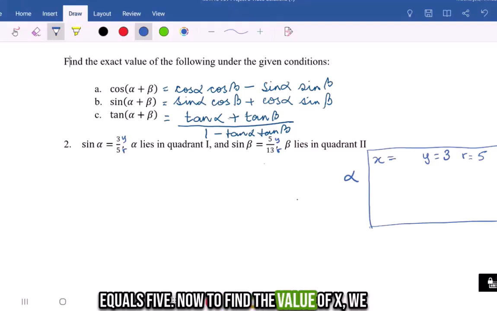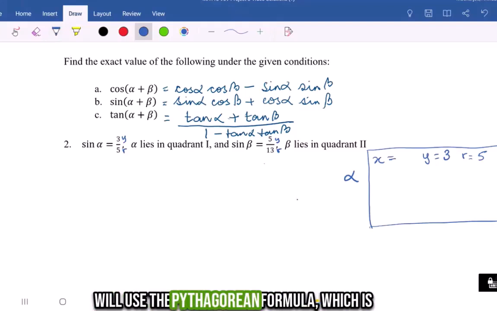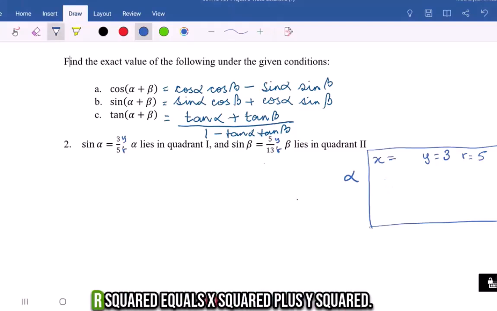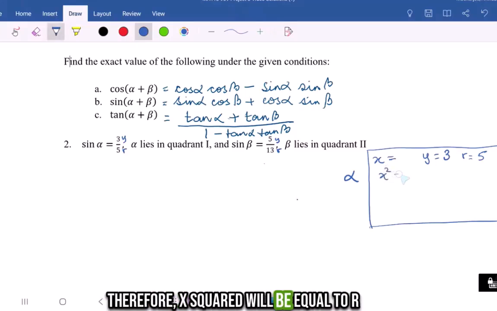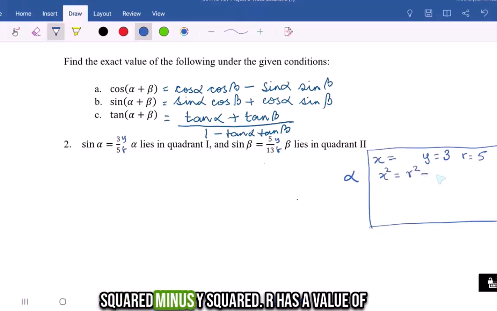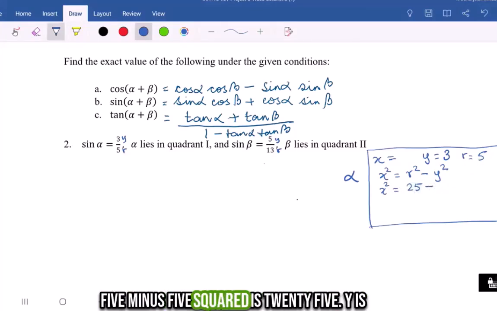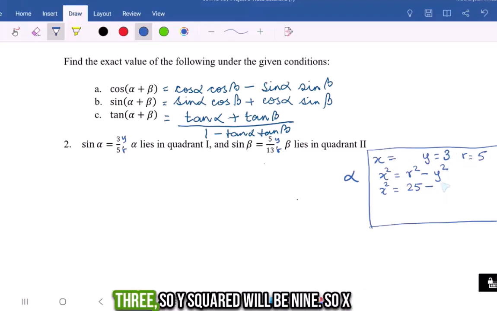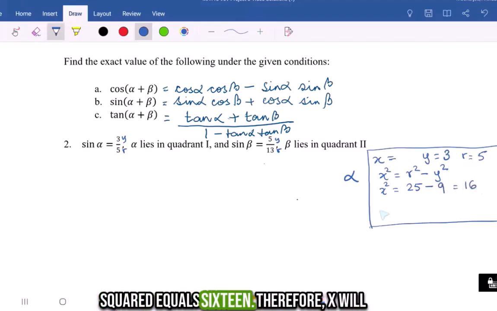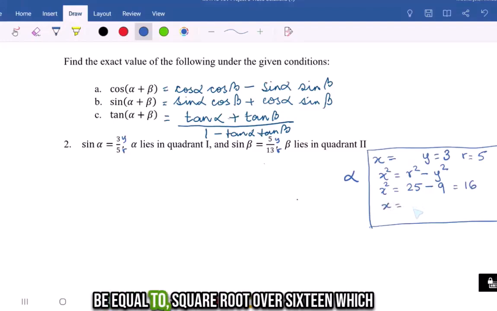Now to find the value of x, we will use the Pythagorean formula, which is r squared equals x squared plus y squared. Therefore, x squared will be equal to r squared minus y squared. R has a value of 5, so x squared equals 25 minus 9, since y is 3 and y squared is 9. So x squared equals 16. Therefore, x will be equal to the square root of 16, which is 4.